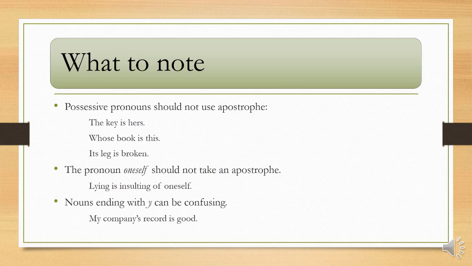Its leg is broken. Its leg is broken. If you should use the apostrophe between it and S here, you'll be saying it is leg is broken, and that will be far from being grammatical. Okay? The pronoun oneself should not take an apostrophe. Oneself. You write the two words, one and self, as one word. Do not write one, apostrophe, S, and then self separately. No. Lying is insulting of oneself. That is just how to write it.